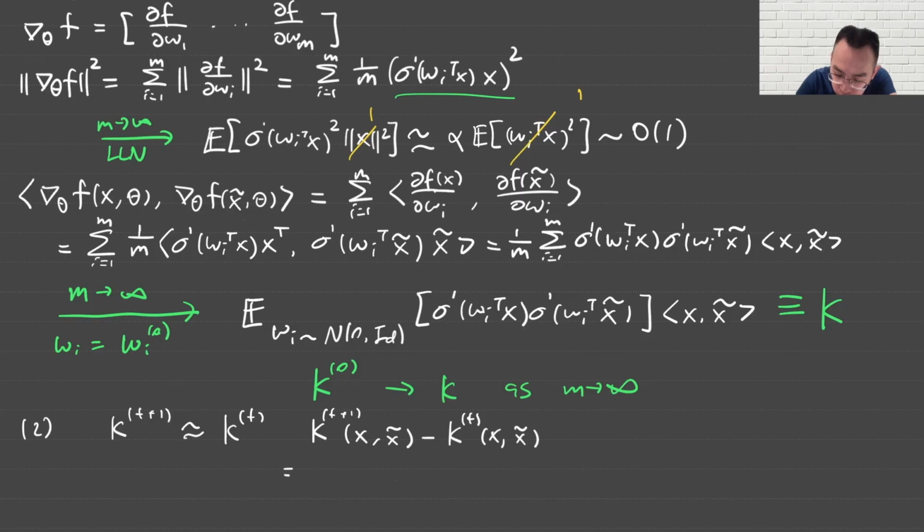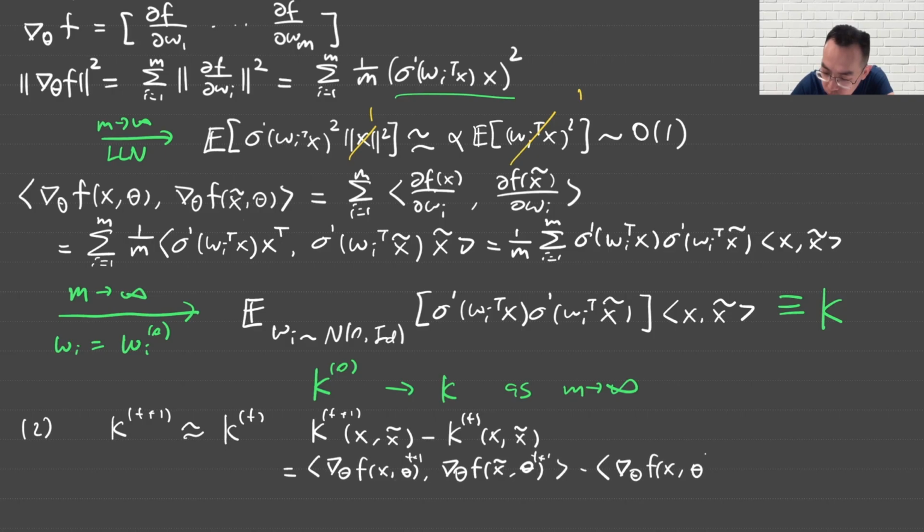Okay, so that's just going to give us the dot product between the gradient vector for one data point at theta t plus 1 and the gradient vector for the other data point at theta t plus 1, minus the dot product between the gradient vectors at step t, x and x tilde, theta t.